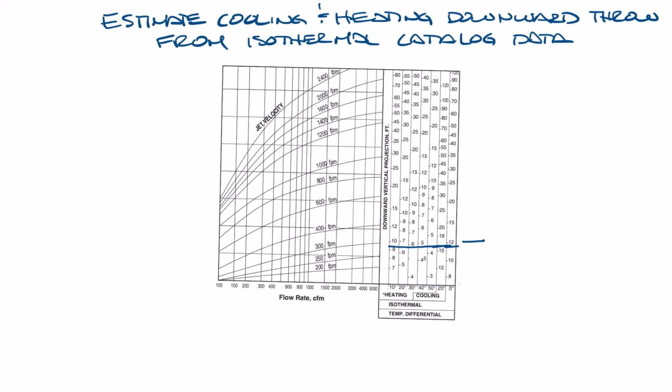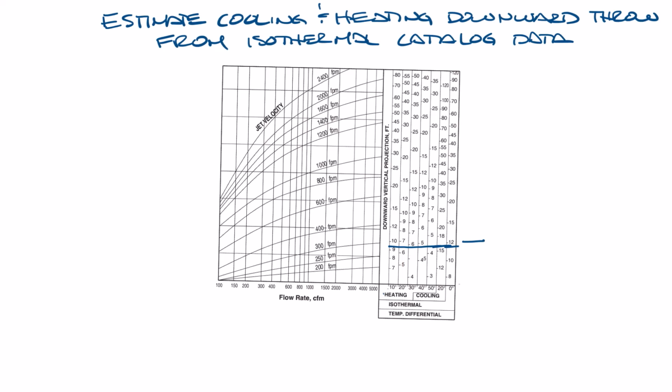You can follow the row over and see that with a 20-degree cooling supply air, essentially 55 degree supply air into a 75-degree room, the diffuser will have a 16 to 17 foot downward throw. With a 20-degree delta in heating, which is essentially 95 degree supply air in a 75-degree space, you'll have a 7-foot downward throw.